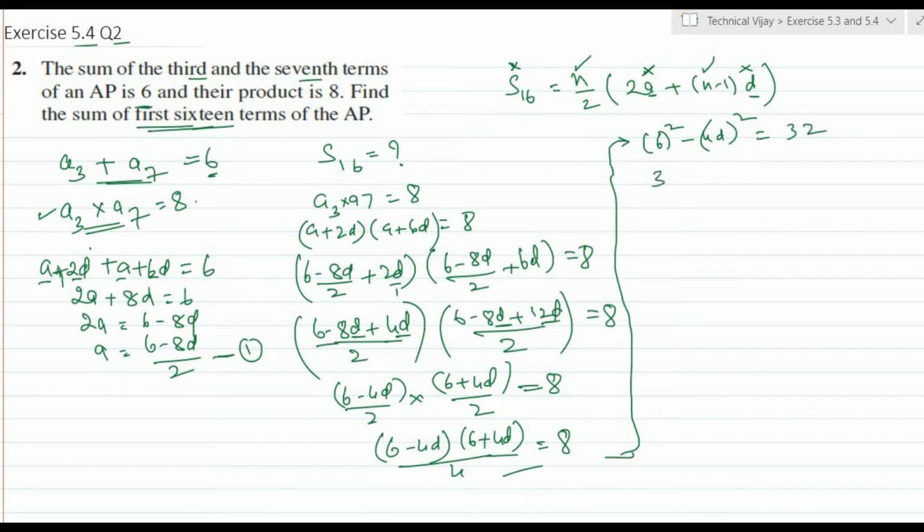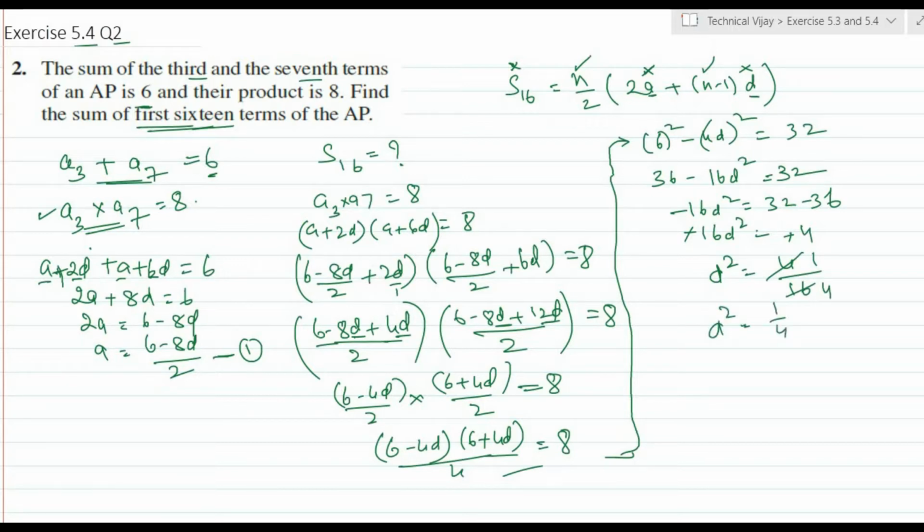Okay, so 6 square means 36 minus 16d square. 4 square means 16, d square is equal to 32. Minus 16d square is equal to 32 minus 36, which is minus 4. Minus minus gets cancelled, so d square is equal to 4 divided by 16, that is 1 by 4. So d is equal to square root of 1 by 4, which is plus or minus 1 by 2.